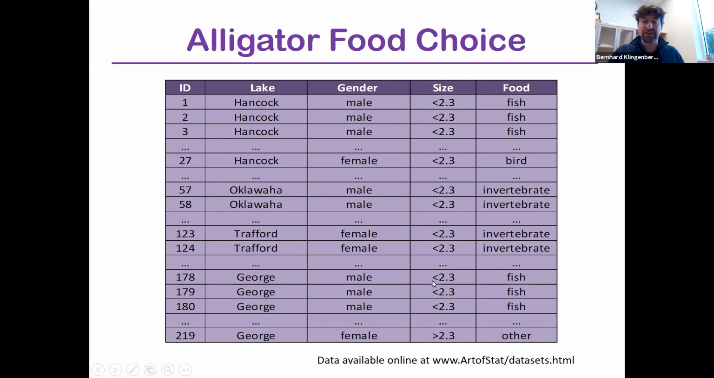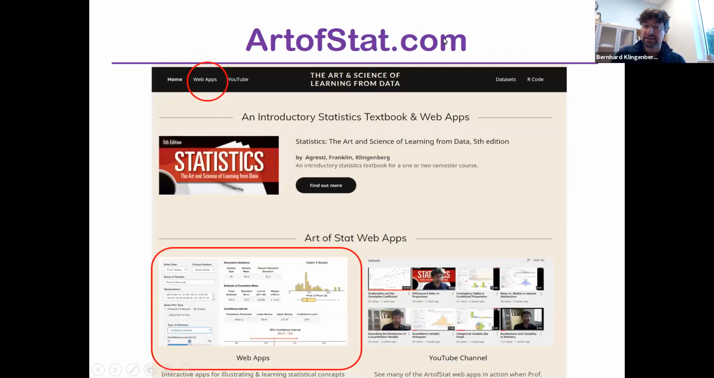You want to visualize what's going on there. Maybe you just want to find a bar chart of the primary food choice. And how do you do this with the app? You would go to the artofstat.com website, and that looks like this now. It's just a new look. I just had to program a new web app. And then you could click right there on web apps here, or in the menu down here, just click on web apps. And that will bring you to a whole list.